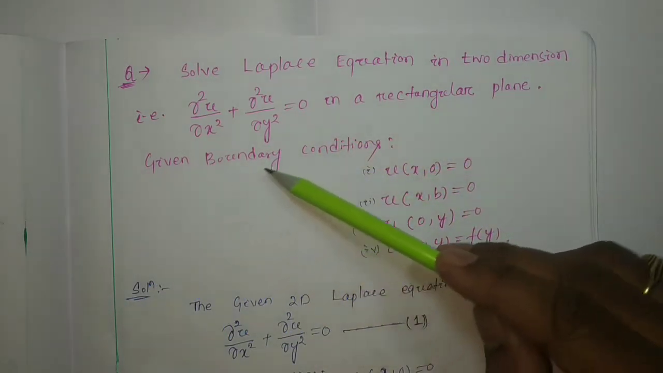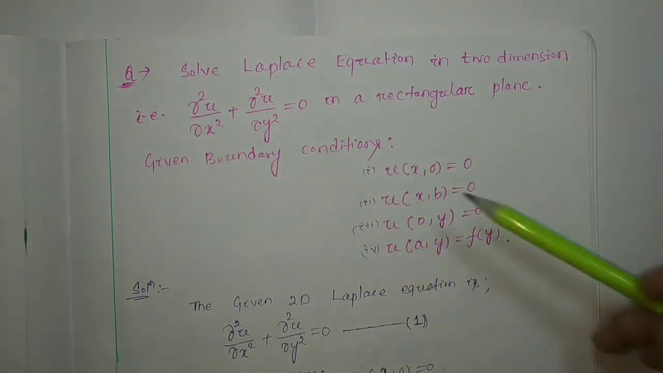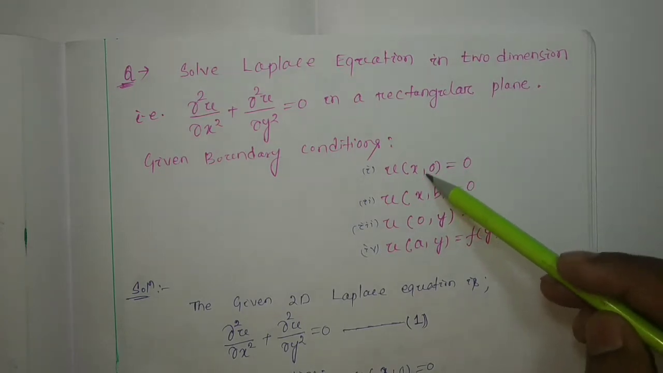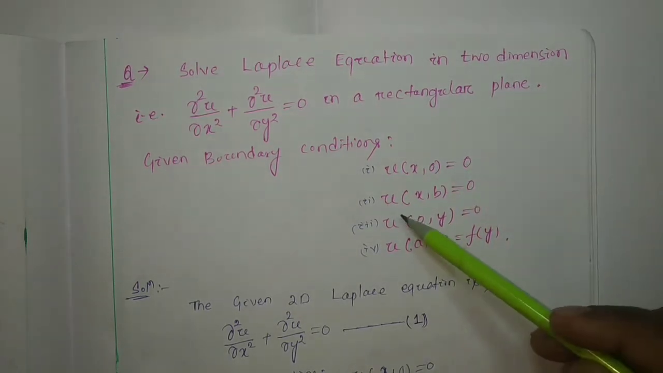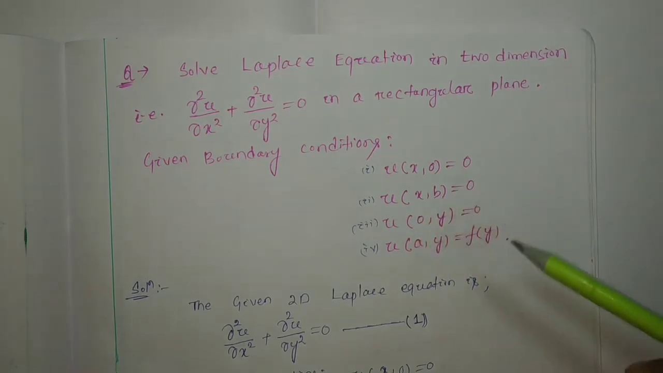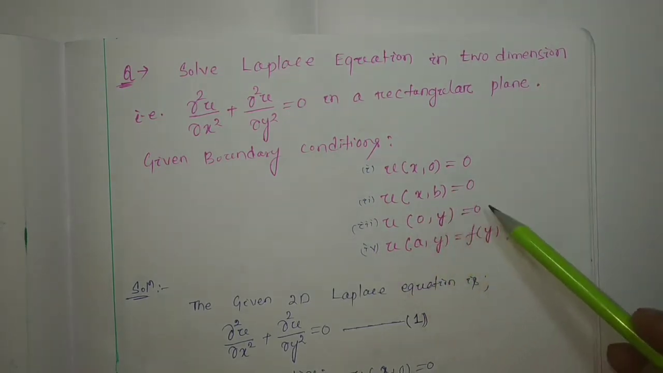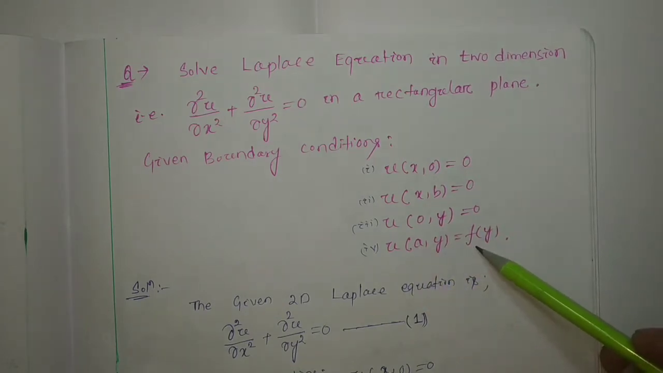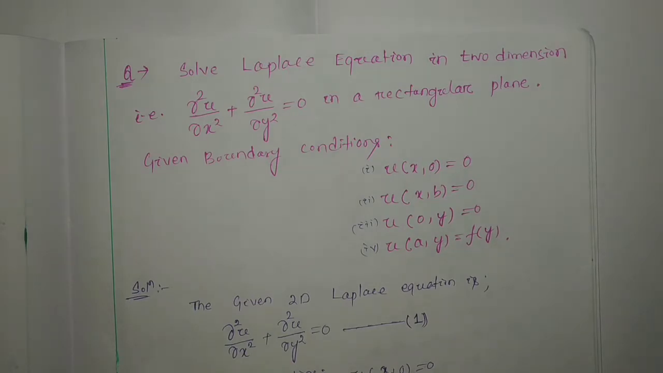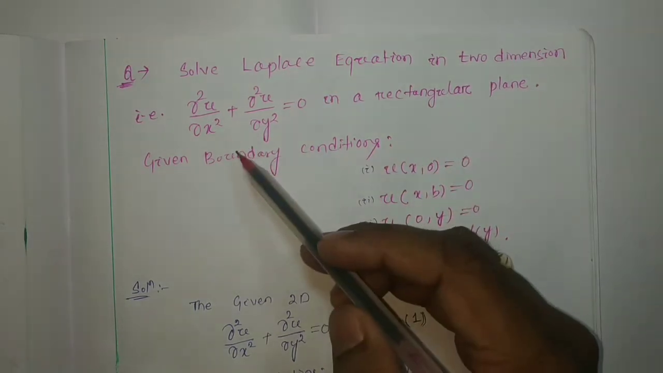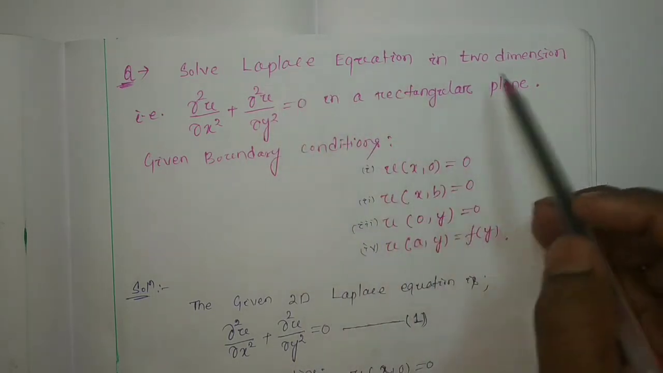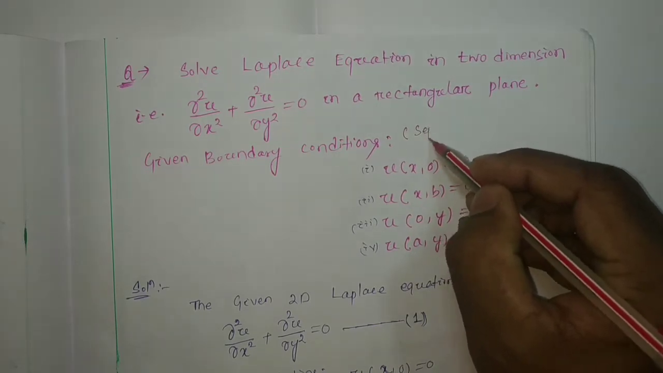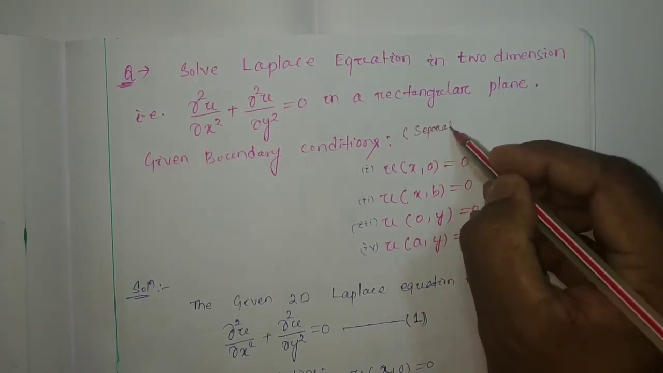Here the boundary conditions are given: u(x, 0) equal to 0, that means when y equal to 0 it will be 0, u(x, b) equal to 0, u(0, y) equal to 0, and u(a, y) equal to f(y). We are going to solve this partial differential equation, the Laplace equation in 2D, by using the separation variable method.